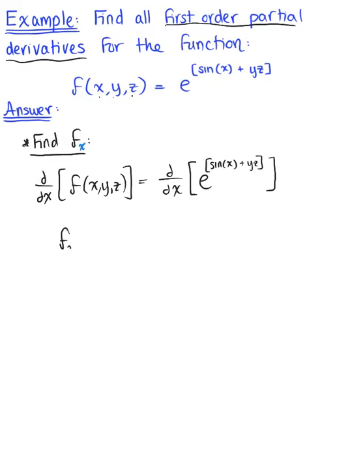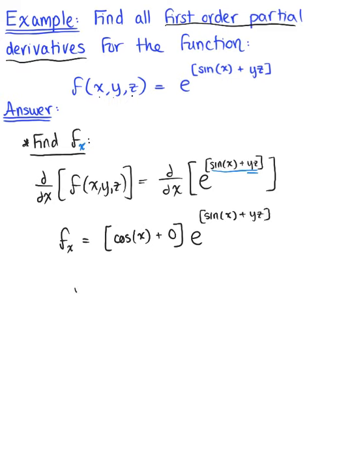We have the partial derivative of the function with respect to x. So we know with the derivative of a natural exponential, it's the derivative of the exponent times the original natural exponential function. So we have the derivative of our exponent with respect to x is going to be cosine of x. And now, what is the derivative of y and z? Well, those are just constants. So the derivative of a constant is 0. So we have cosine of x plus 0 multiplied by the original function, that natural exponential, raised to the sine of x plus y, z.